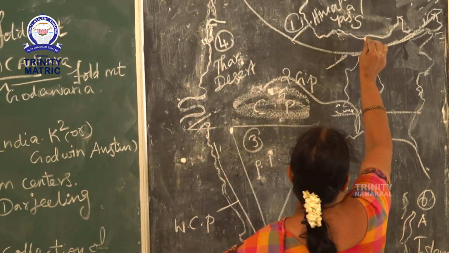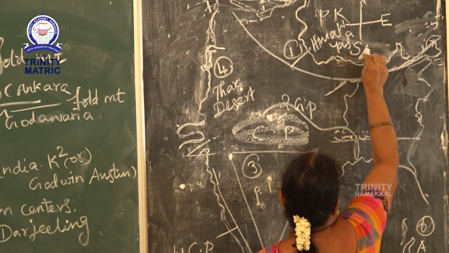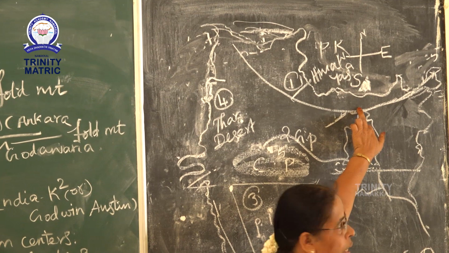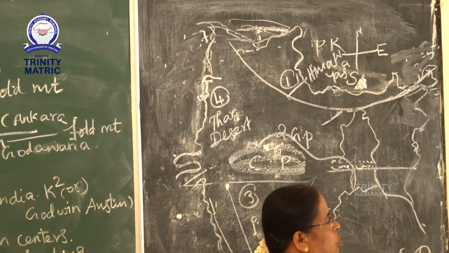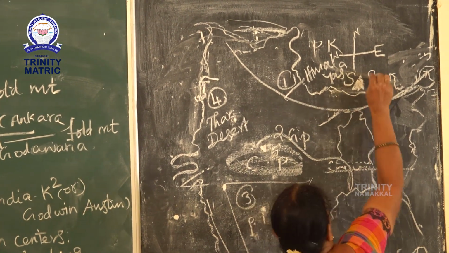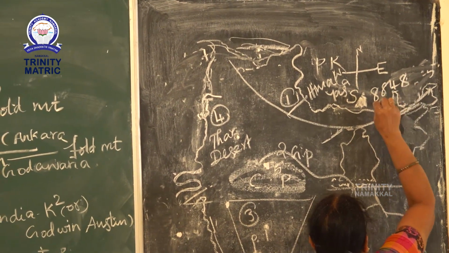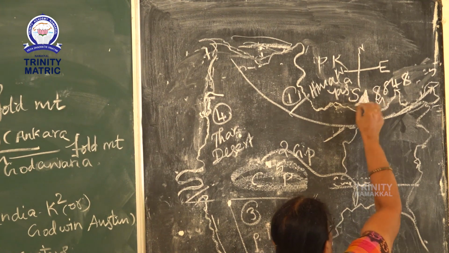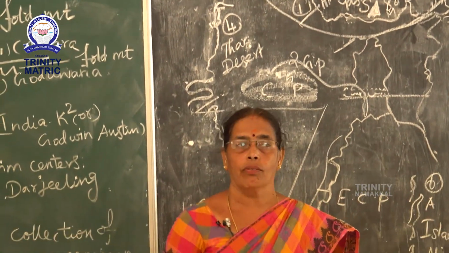Here is Nepal, and Mount Everest is this one. If you look at the map on the board, where is Mount Everest? Here only. What is the height? 8,848 meters. That is Mount Everest, the highest peak in the world.